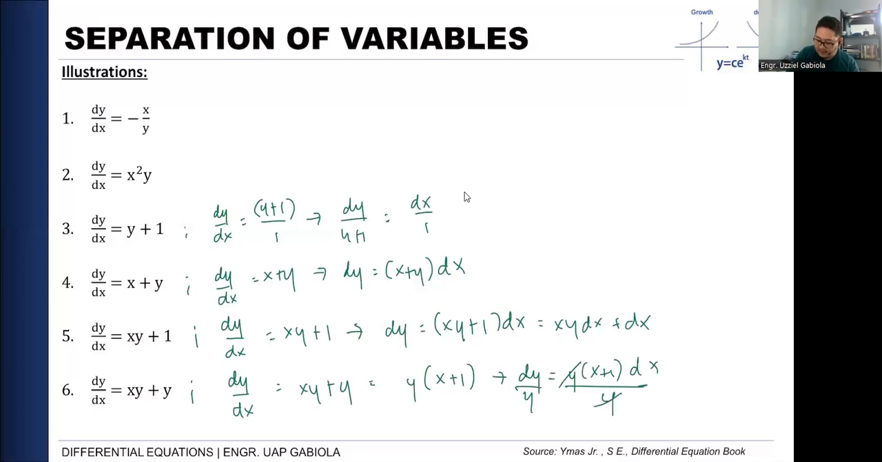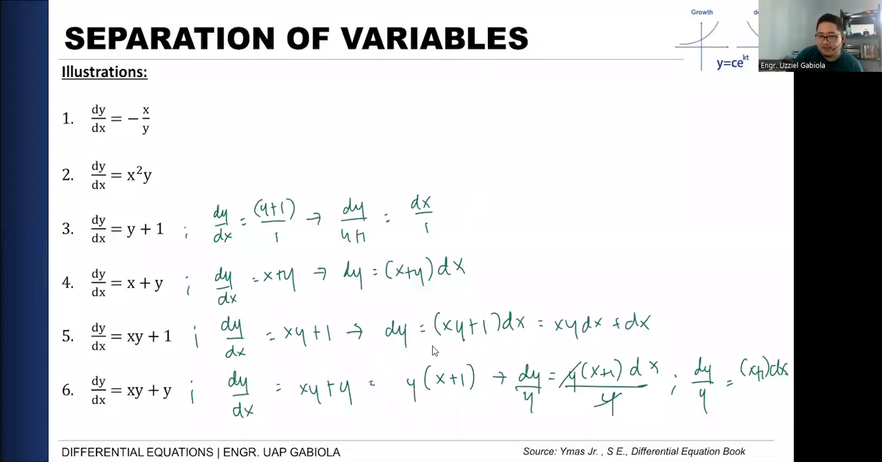Our function will now be a separable function, or separated function. Okay? Because this is now in terms of x, and this is in terms of y. And you can now perform integration and simplify.